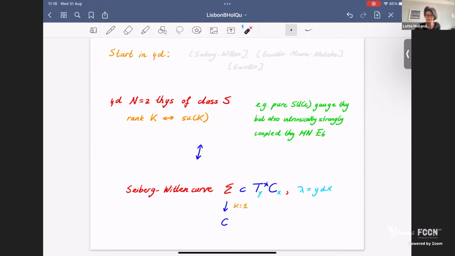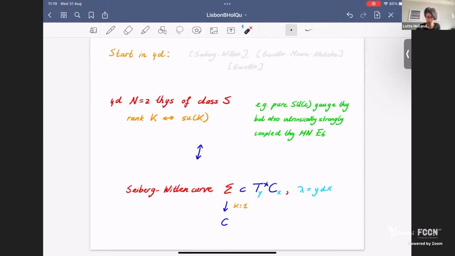So in this class S, there are the conventional N=2 theories, like the pure SU(2) gauge theory, the Seiberg-Witten theory. But there are also more interesting theories, like, for instance, the Minahan-Nemeschansky theories, which are intrinsically strongly coupled. That is, there is no place where they're weakly coupled. Right, so these theories of class S are geometrically characterized by this Seiberg-Witten covering, the Seiberg-Witten geometry, where the Seiberg-Witten curve sigma is embedded in the cotangent space of C.